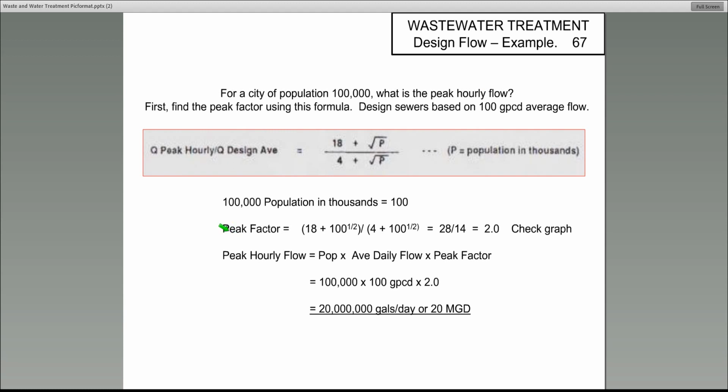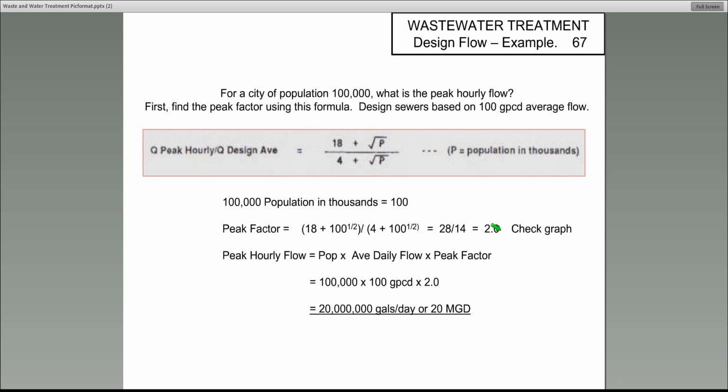The peak factor is 18 plus the square root of 100 divided by 4 plus the square root of 100. The population is in thousands, so you plug in 100 in both of those formulas. So you have 28 divided by 14, or 2.